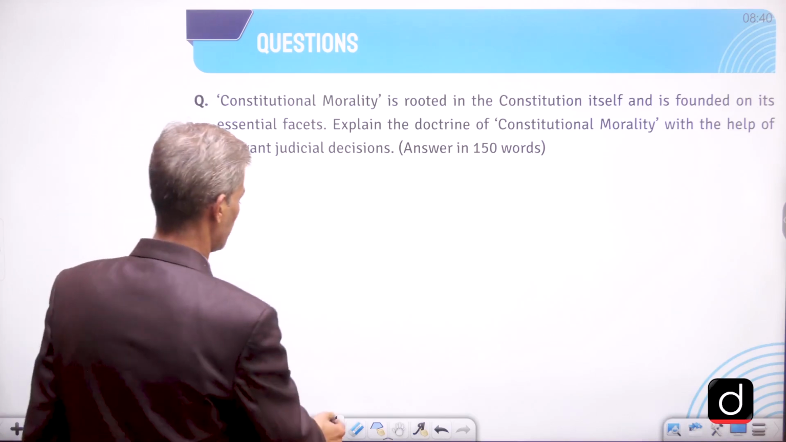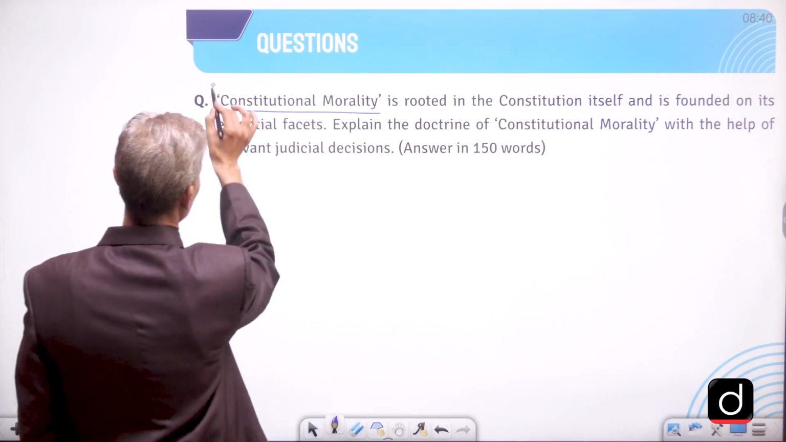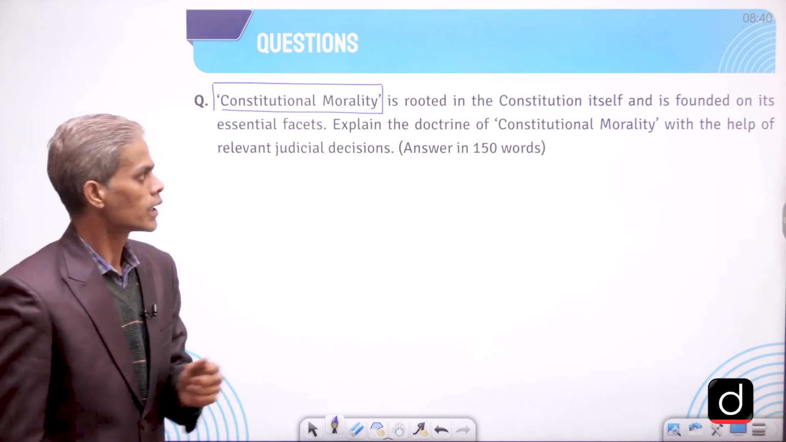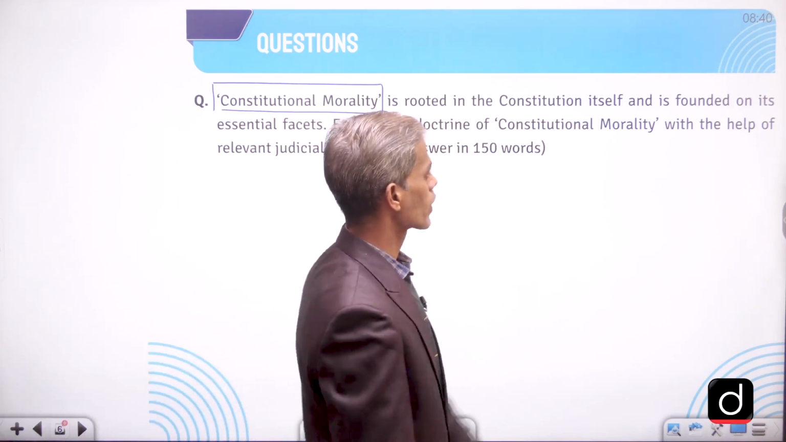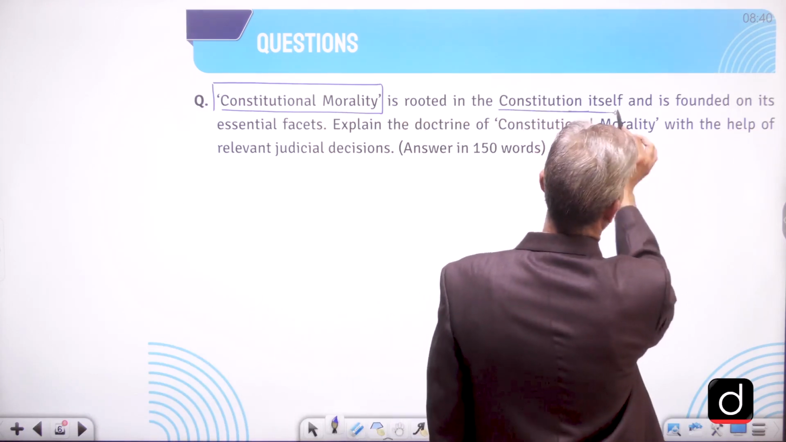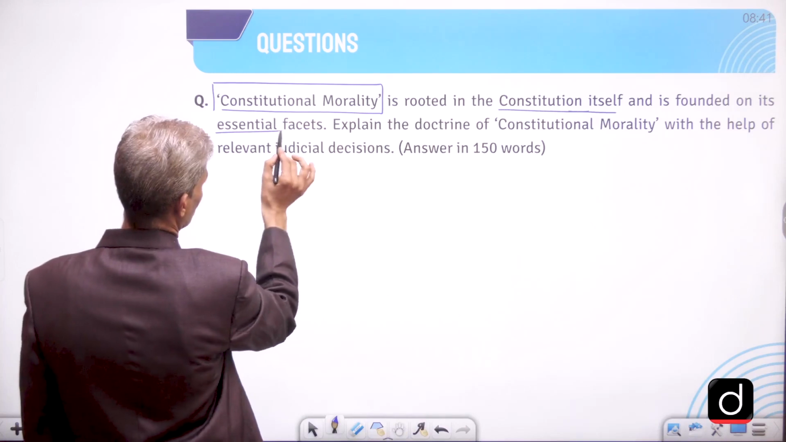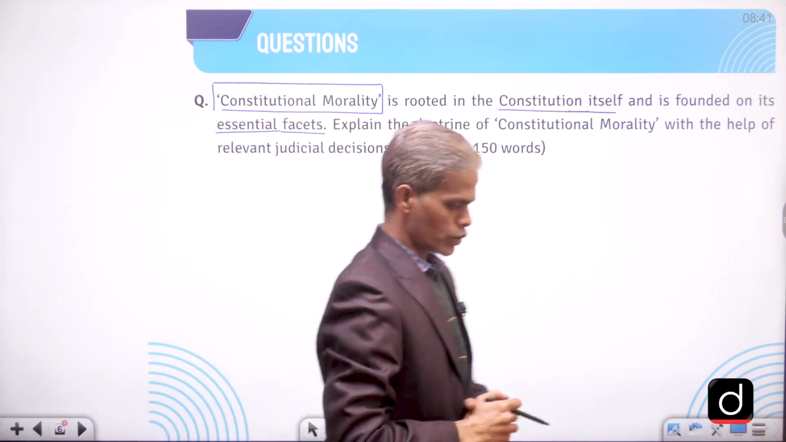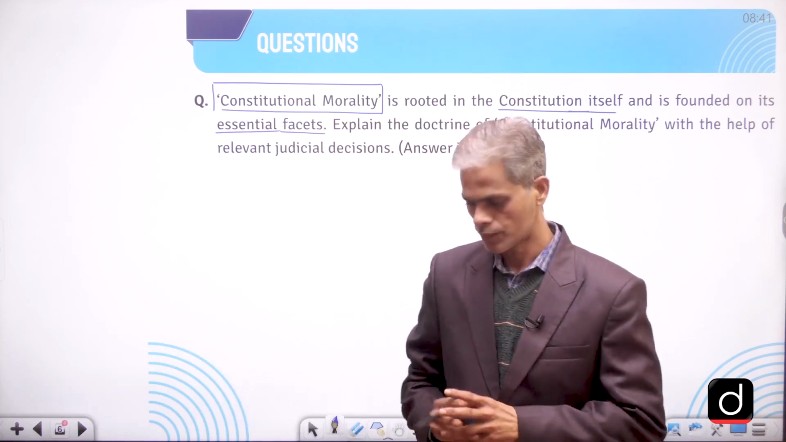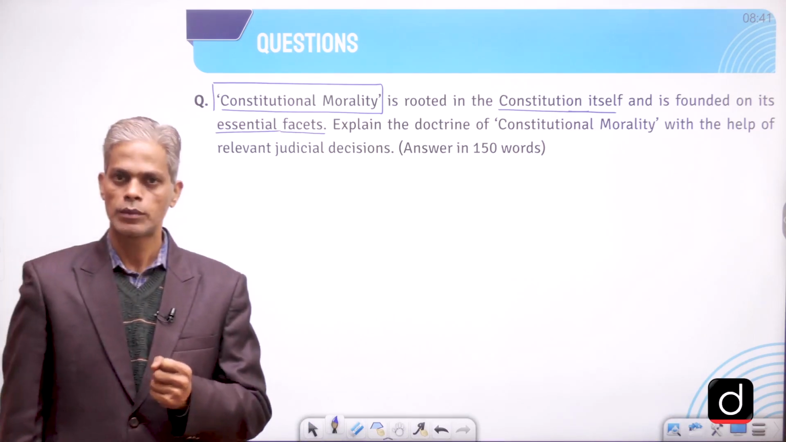So when we talk about constitutional morality, let's see what the question says. This is the most important term which we have to focus upon, and the examiner is trying to ask: constitutional morality is rooted in the constitution itself. That means another word we can highlight is constitution itself, and it is founded on the essential facets. So another word is essential facets. In the regular discussion also, I always request the students to underline these keywords, because these will help you understand the demand of the question.